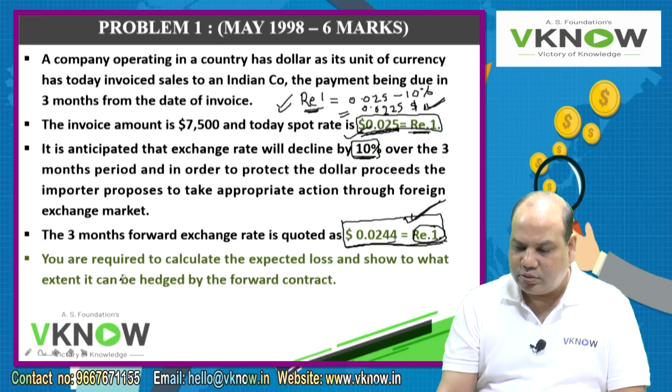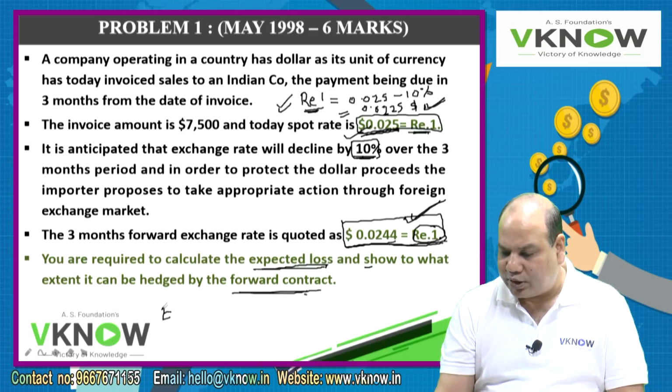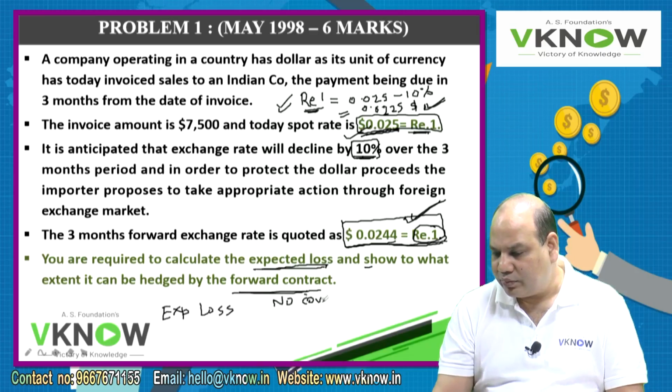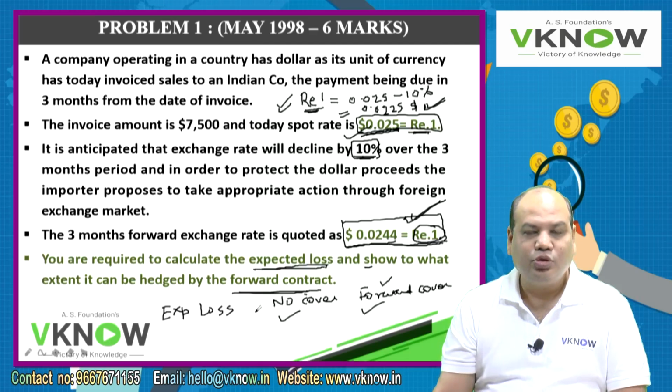Then what is the question? You are required to calculate the expected loss and show to what extent it can be hedged by the forward contract. So I will have to compute the expected loss under no cover and under forward cover using the rates given in the problem. So we will calculate this loss, and we will have to write a comment on to what extent your loss is hedged by taking the forward cover.